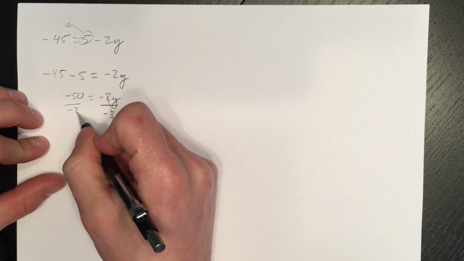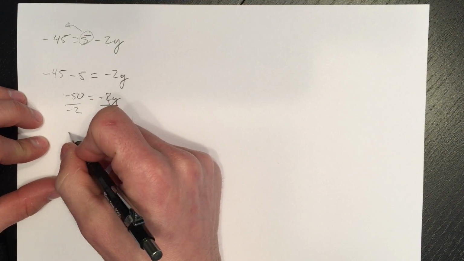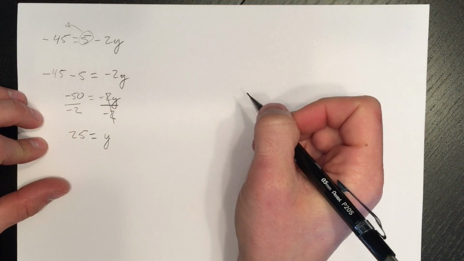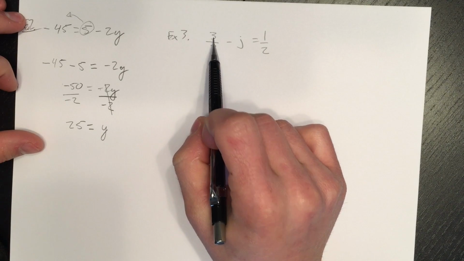Divide this side by negative 2. Negative 50 divided by negative 2 is 25. Okay, so let's do another example.